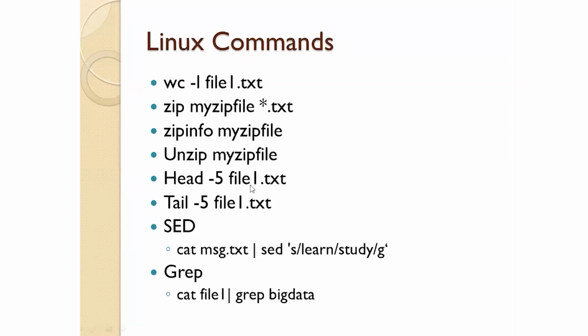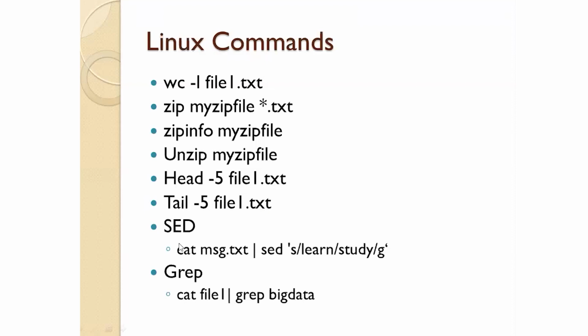What if you want to print only a few lines in a file? If you want only the first 5 lines of a particular file, you can use head -5 and the file name. This would give you the first 5 records of file1.txt. And what if you want only the last 5 lines? At that time, tail -5 and the file name. This would fetch you the last 5 records in that file.